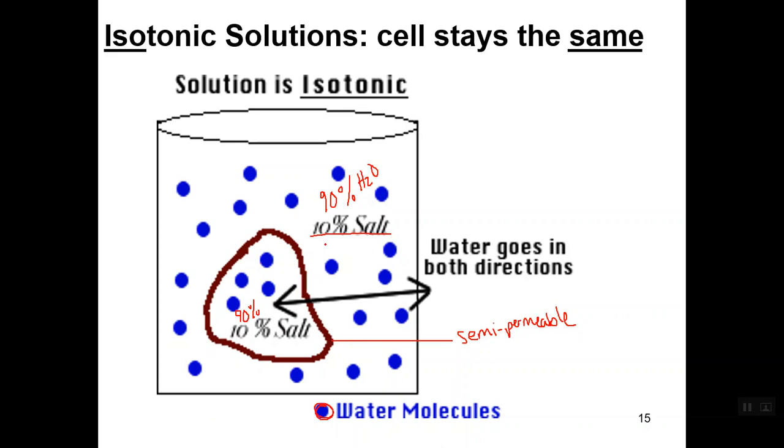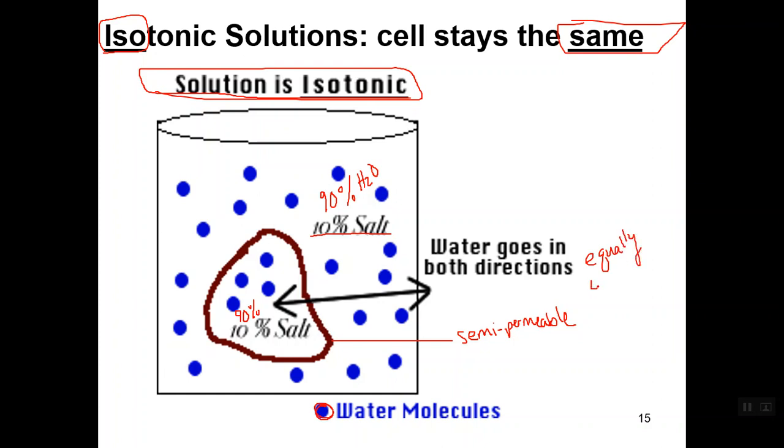They've got the same amount of salt. Iso means same. So these two solutions are isotonic to each other. They are isotonic to each other. And water is going to move in and out of the cell equally, in both directions, the same amount, and that's because water is in equilibrium.